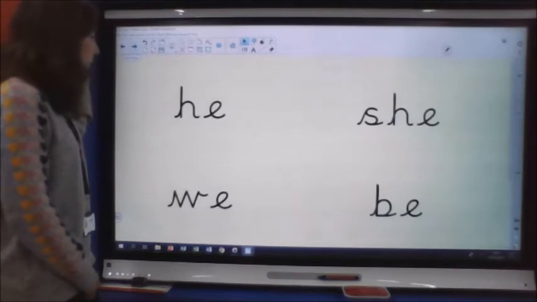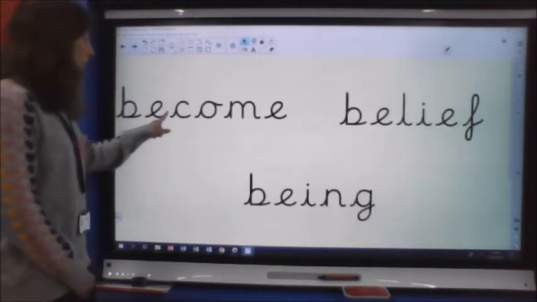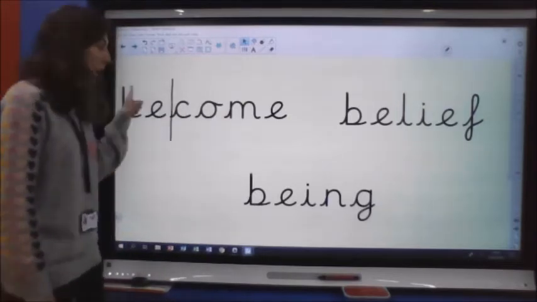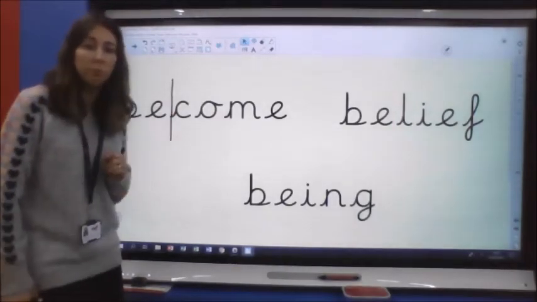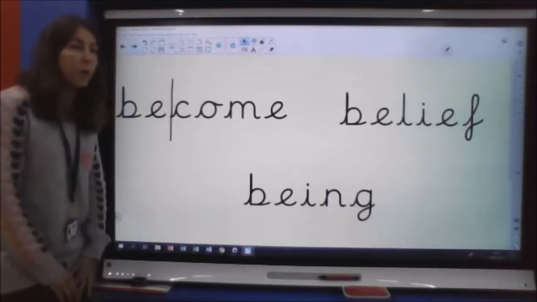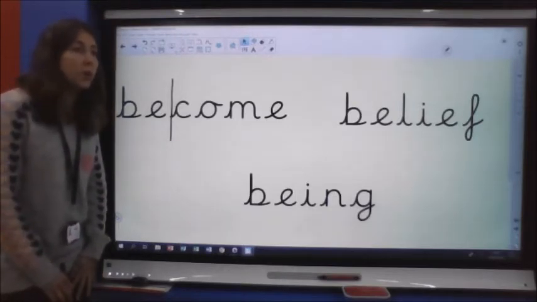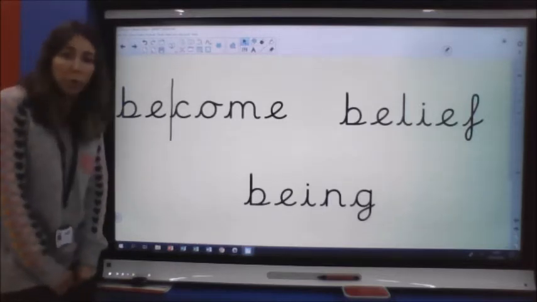So here then, we have got be. And then what's this tricky word? It's almost like we split that word in half, isn't it? We chunk it. Be. Come. Become. Okay? Let's think about what we can put become into a sentence. See if you can say a sentence with the word become. So, it has become very cold.